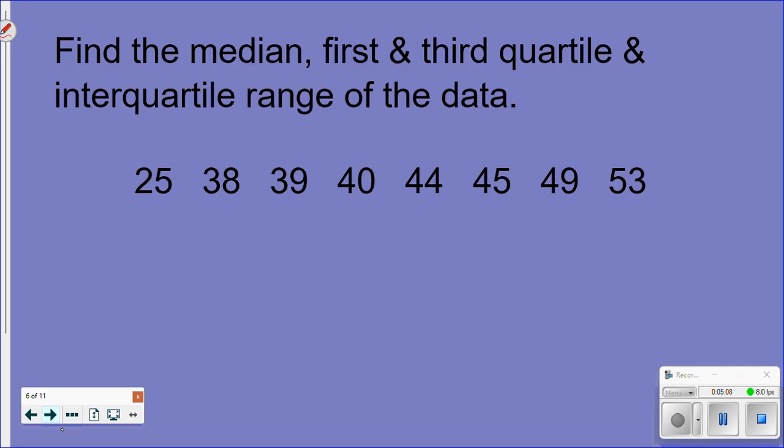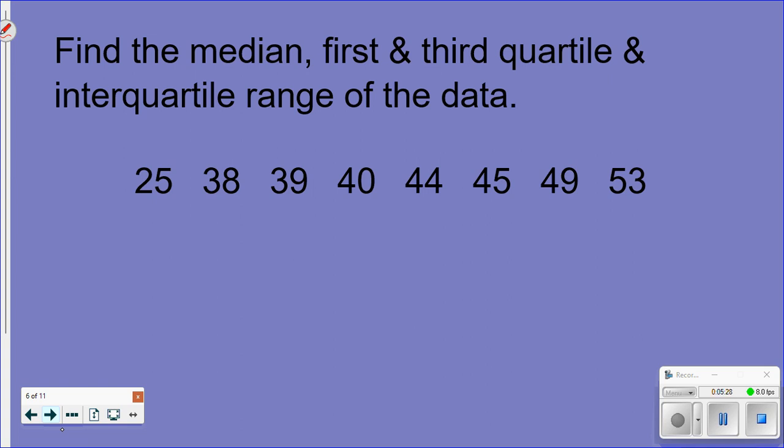Okay, we talked about this. All right, so this one says find the median, first and third quartiles, and the interquartile range of the data. So first thing I need to do is find the median of it. So I have 25, 38, 39, 40, 44, 45, 49, 53. So I'm going to find the median first.